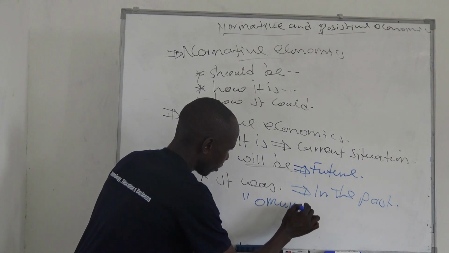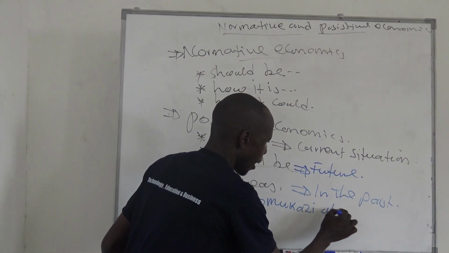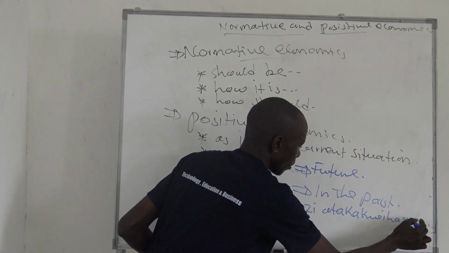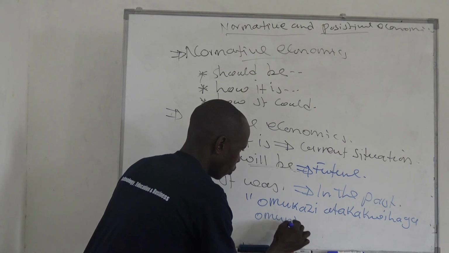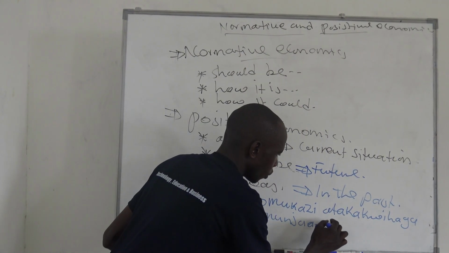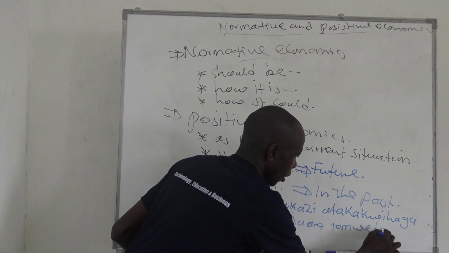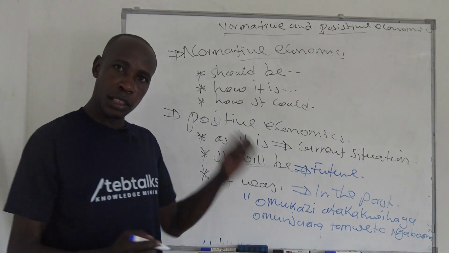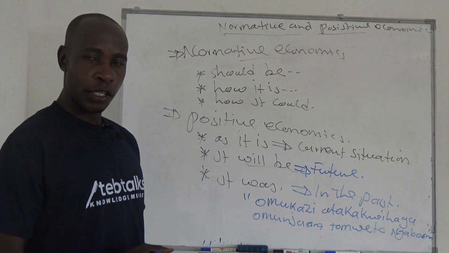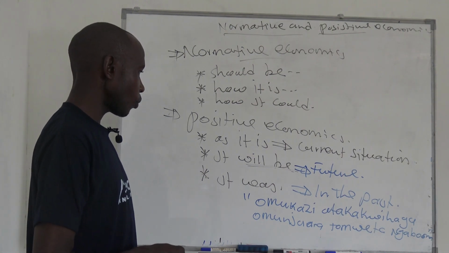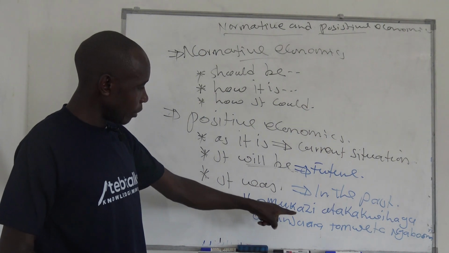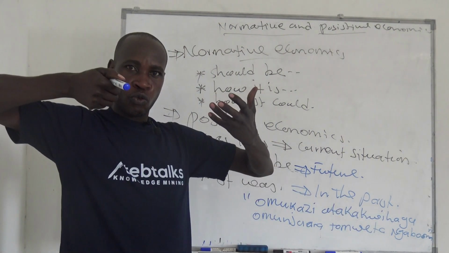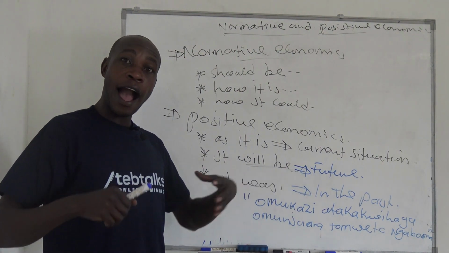omukazi ataka kwihaga omunjara tomweta ngabona. End of the quotation. That is the proverb in our Kinyoro language, Kinyoro culture. What does it mean? It means that omukazi means a wife. Ataka kwihaga, she who has never got you out of munjara, means hunger and famine.